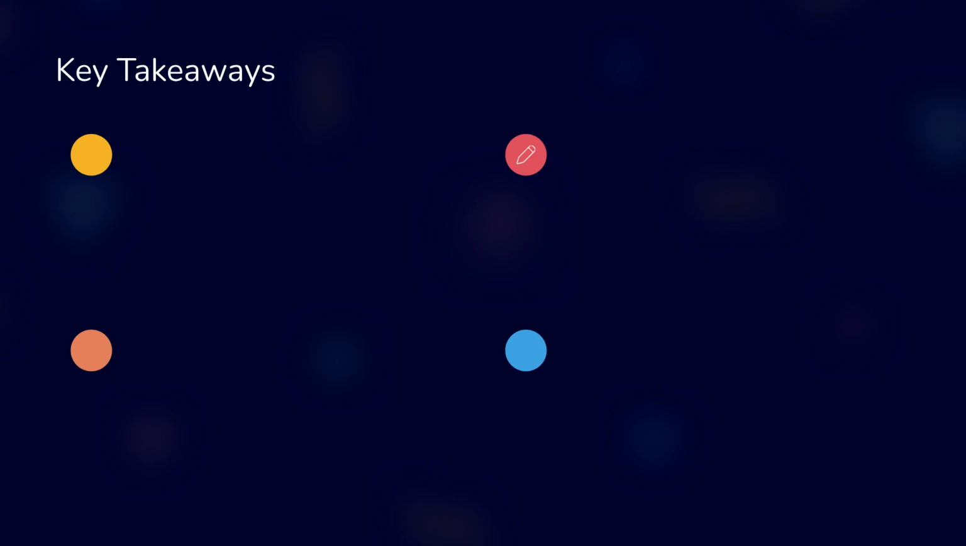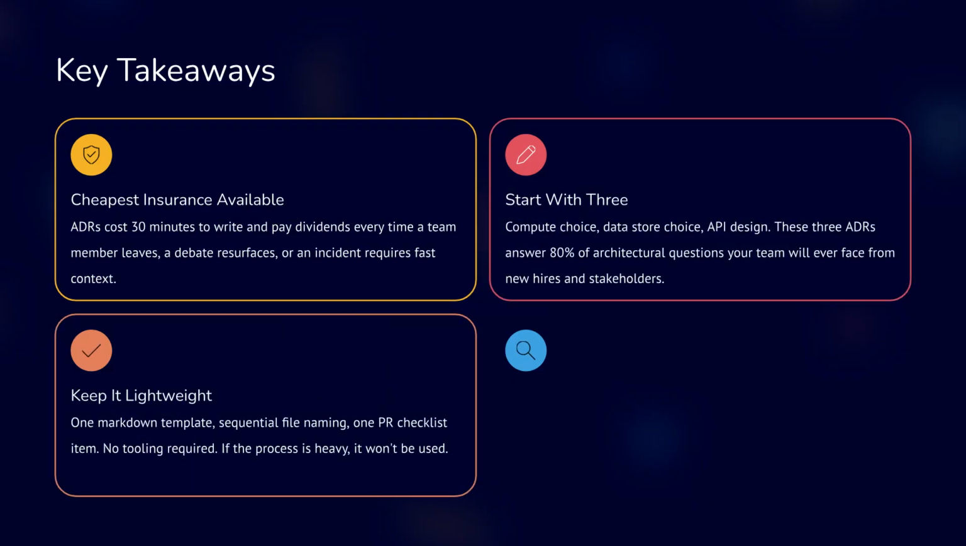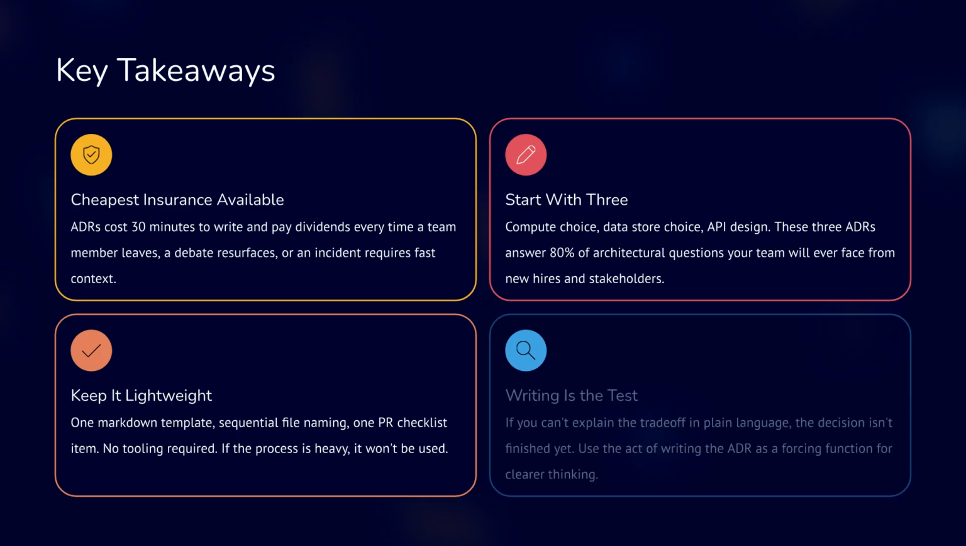In summary, ADRs are cheap insurance, costing 30 minutes to write. Start with 3 core ADRs to answer most questions. Keep the process lightweight to ensure adoption, and remember that the act of writing is itself a comprehension test.